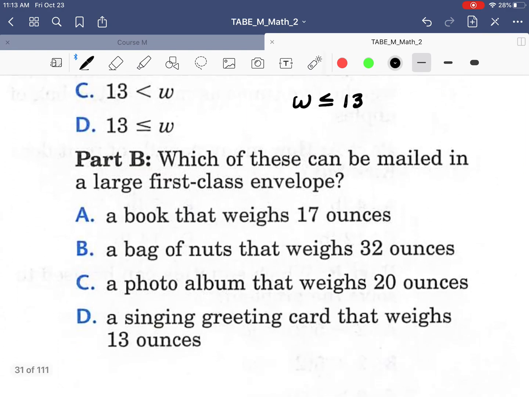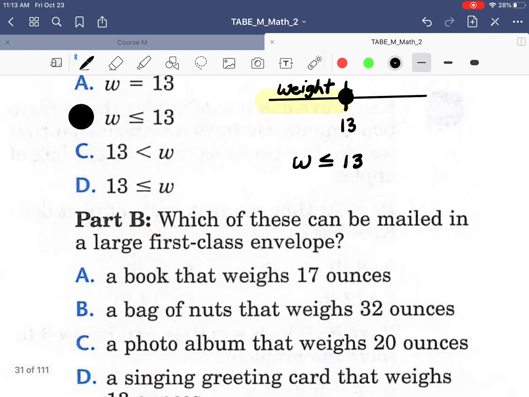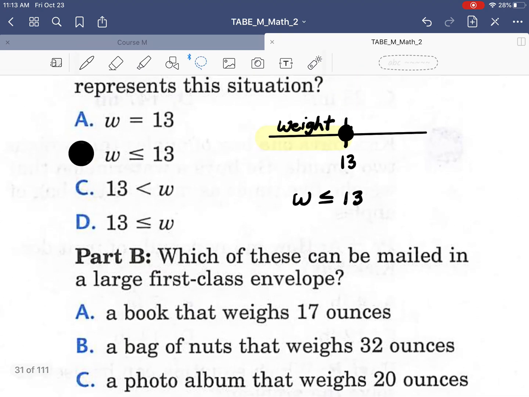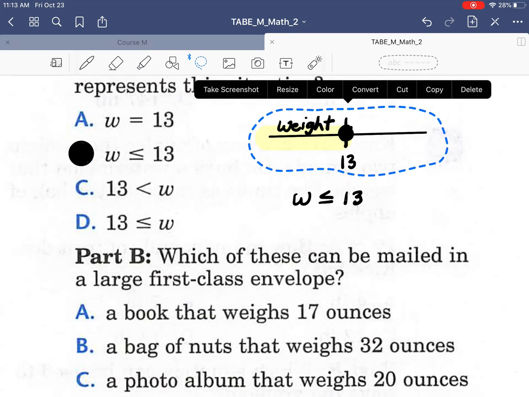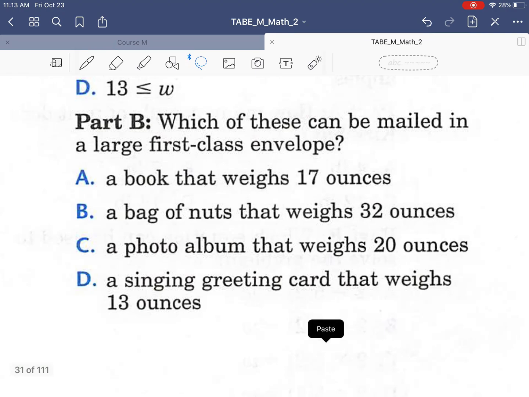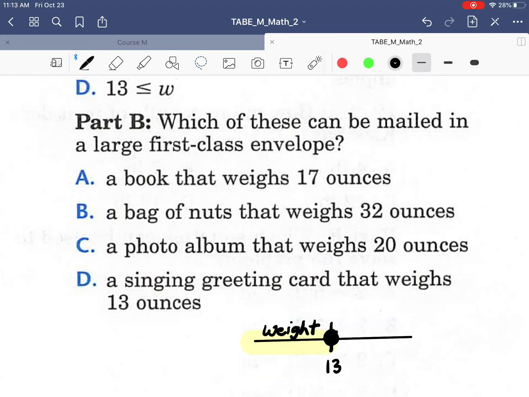And then part B, which of these can be mailed in a large first class envelope? So let's pull this down here so we can use it for this part also. A book that weighs 17 ounces. 17 would be up here. A bag of nuts that weighs 32 ounces. A photo album that weighs 20 ounces. Or a singing greeting card that weighs exactly 13 ounces. Only one of those would be D.